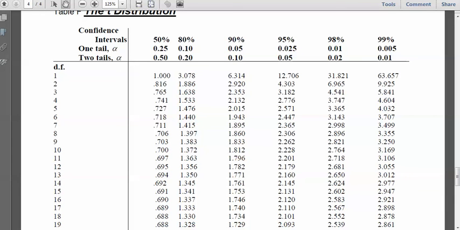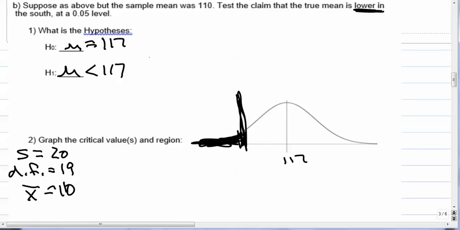In this problem, it's a one-tailed test, but we're working at a level of significance of 0.05, so we're going to be working down the third column, right here. Degrees of freedom is 19, so in this case t is going to be 1.729. Since we're on the left side, this is going to be a negative 1.729. That's the only thing we have to keep in mind. Remember, right side is positive, left side is negative, right? So we're going to be working over here, negative 1.729.